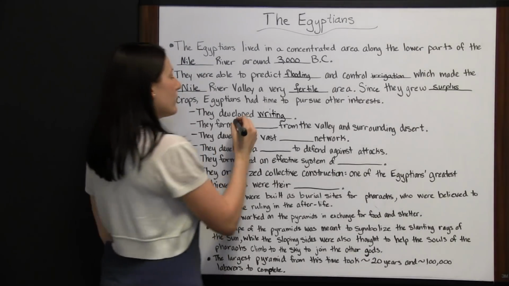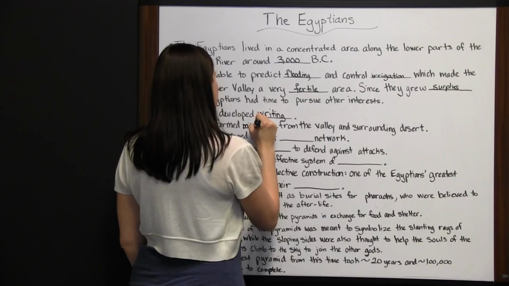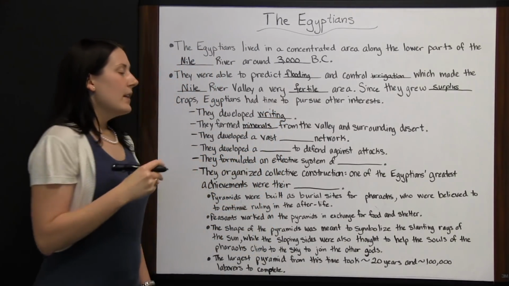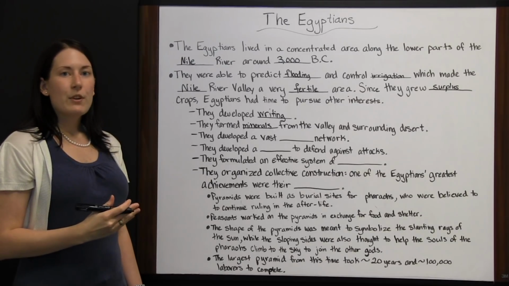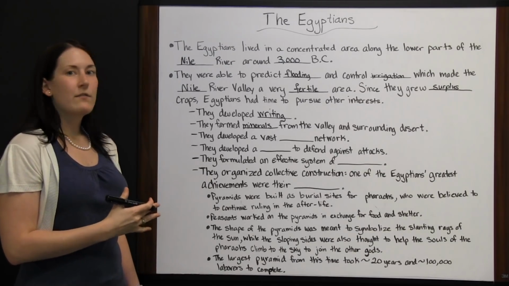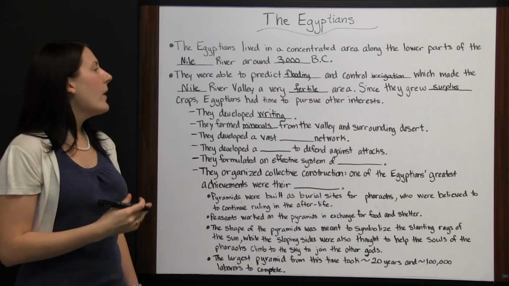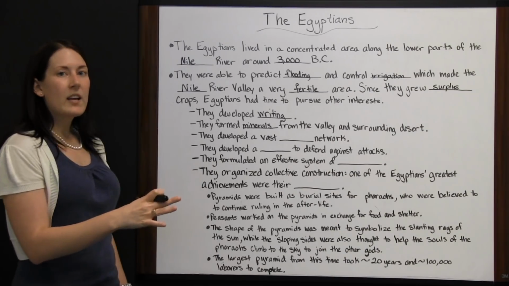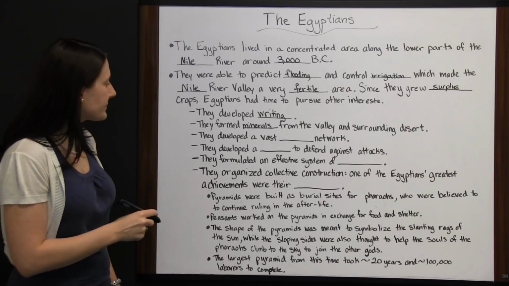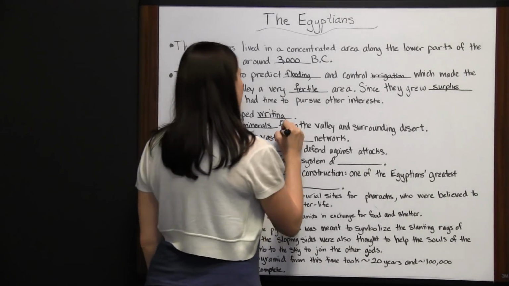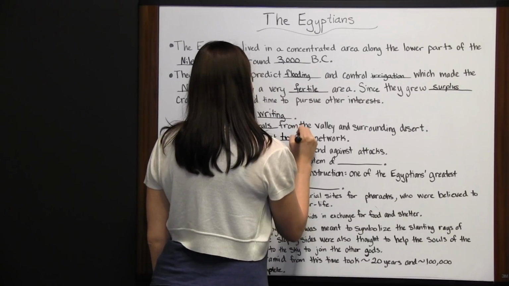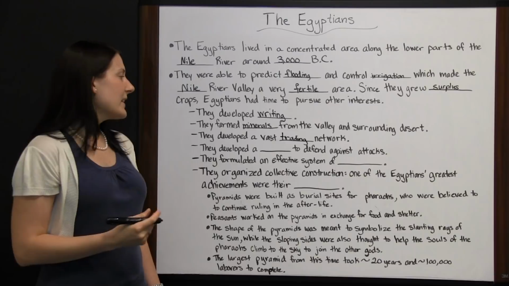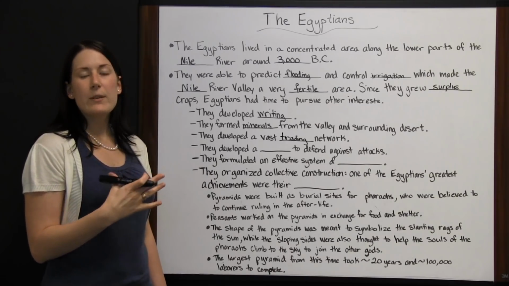They farmed minerals from the valley and surrounding desert. So they figured out what minerals they could use from the ground, and they would go and farm them as well, or mine them out, because they had all this extra time. So they farmed the land, but they also farmed the minerals. They developed a vast trading network. So they have all this extra food, they've got these minerals, they can write, they can make jewelry, pottery.